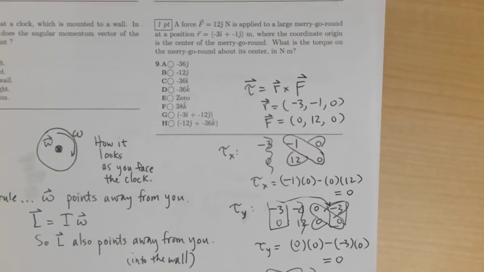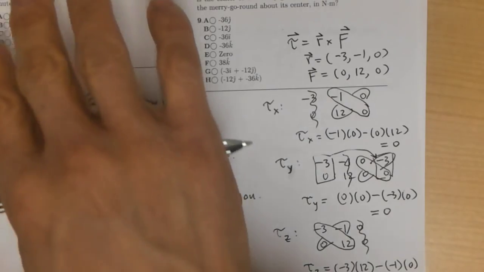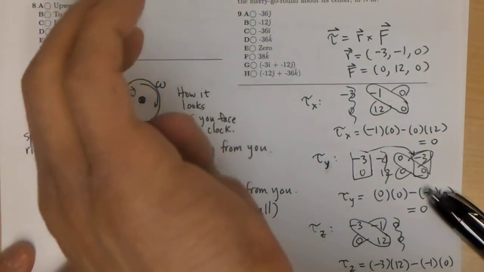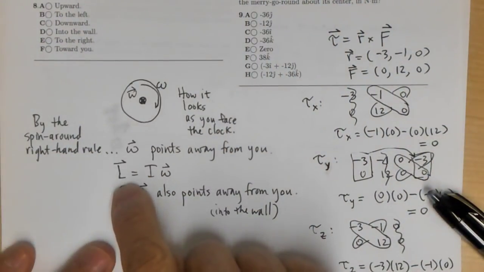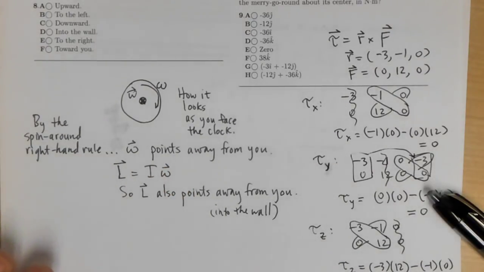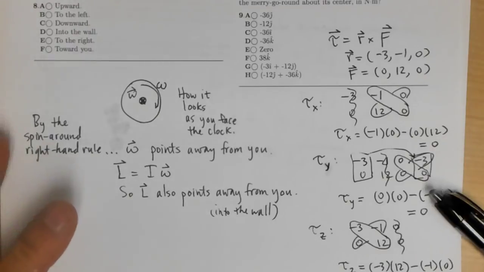Okay, number 9. By the way, number 8 is clearly an application of the spin-around right hand rule. Spin around, stick your thumb in the direction it goes. The angular momentum is I times omega, so it points in the same direction as omega. They're all the same in terms of directions.